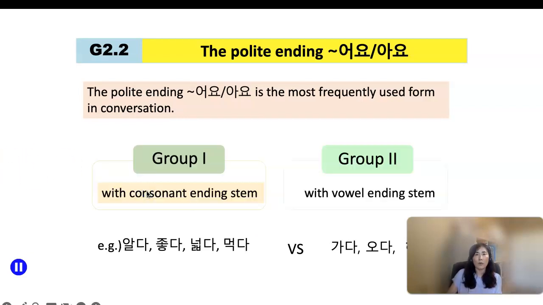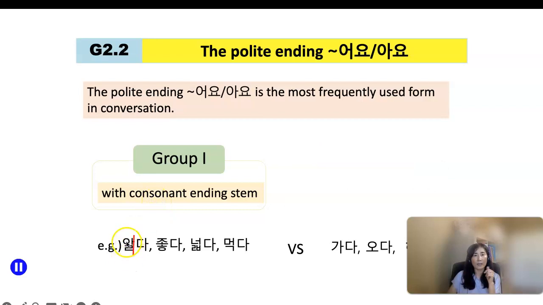First of all, we are going to focus on the conjugation part. This is the first step you are going to go through. When you look at the verb or adjective, you first have to differentiate whether the stem ends with a consonant or a vowel. We are going to focus on group 1, which is the stem ending with a consonant. Here's an example, 알다. When you look at this, it's composed of three parts: consonant, vowel, and a consonant at the end, a real sound.